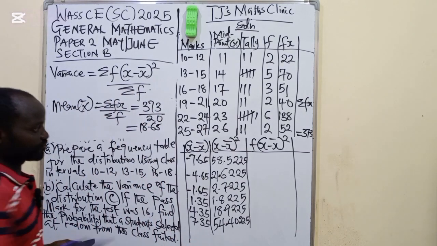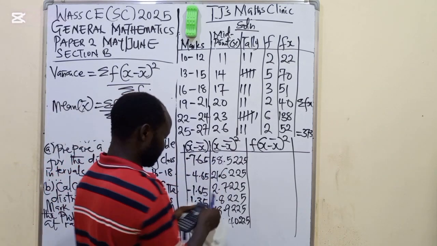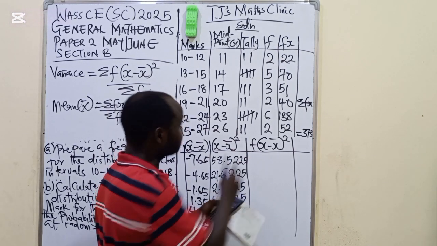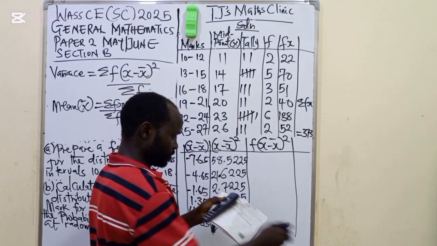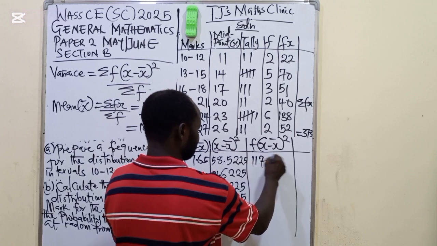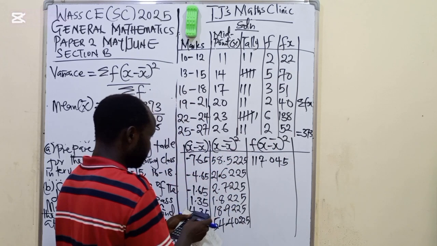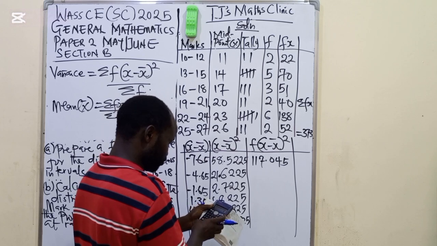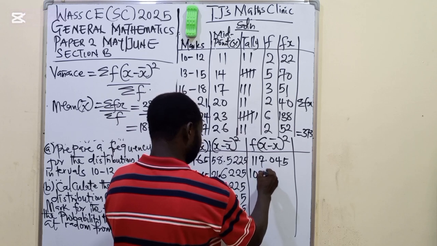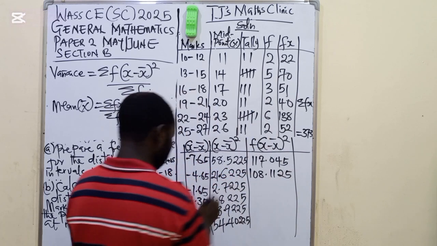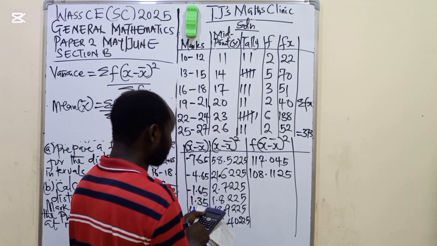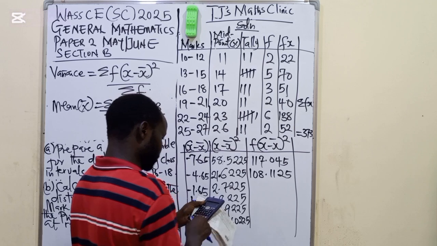The last part now is to multiply this by the frequency. So we multiply 58.5225 times the frequency 2. Care must be taken because of the nature of the question. What do we have? We have 117.045. Next frequency is 5. That will be 21.6225 times 5, that will be 108.1125. Next frequency is 3. That will be 2.7225 times the frequency 3. What do we have?